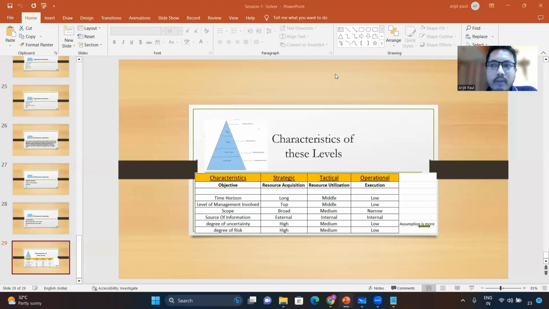All right, so I hope that you have understood the four layers of supply chain decisions. But in case you face any issues in understanding all these layers, please let me know so that I can go through them once again in our next session.